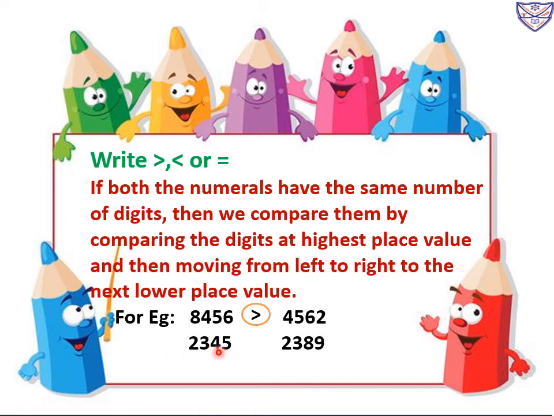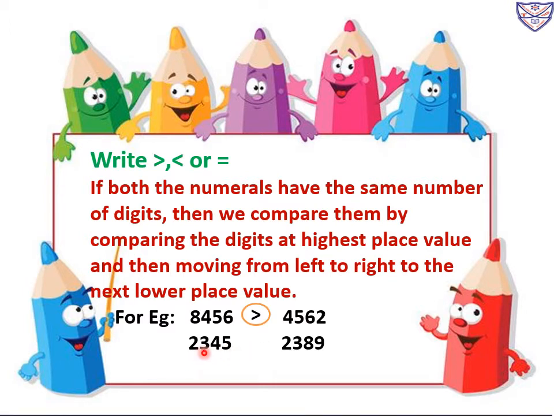See here, first we have to see that in these numbers all have equal digits. Ones, tens, hundreds, thousands. How many digits are there? 4, and the highest place value is 1000. So we will read the number 2345. In the same way here, how many digits are there? Ones, tens, hundreds, thousands. 4 digits and the highest place value is 1000. So we will read the number 2389. Now first we will compare the digit in the thousands place, that is the highest place value. Which digit is there here? 2. And in the same way in this number, which digit is in the thousands place? Here also 2. So both are same.